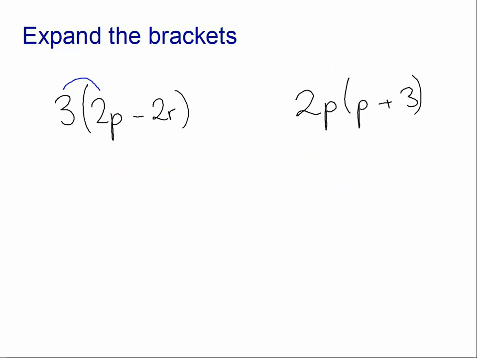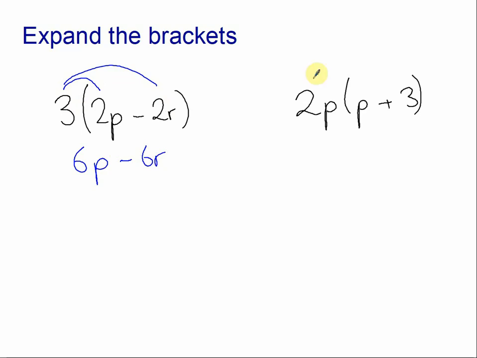So 3 lots of this. Well, this one's not harder. I must have designed this question wrong. But 3 times 2p, well, that's 6p. And we've got 3 lots of negative 2r. So 3 times negative 2 is minus 6. And there's only one letter involved, so we just have to write that down. They're not like terms, so we can't collect them.